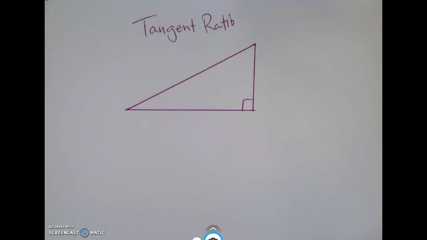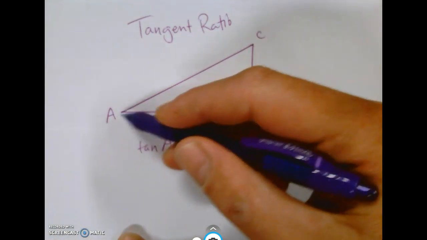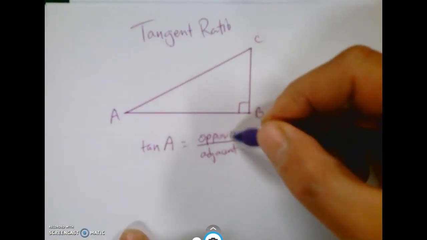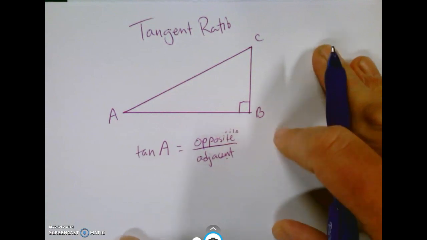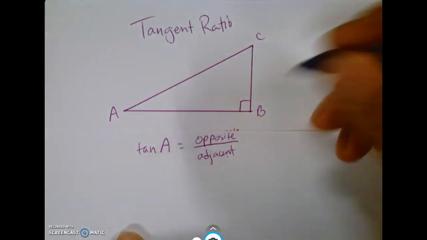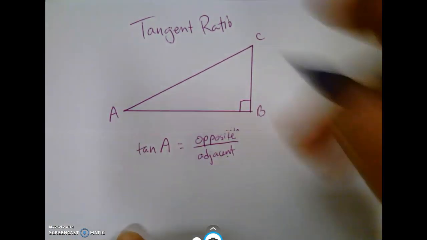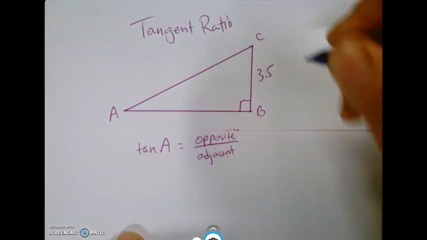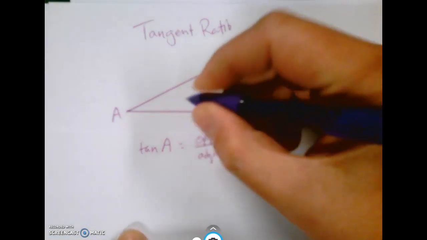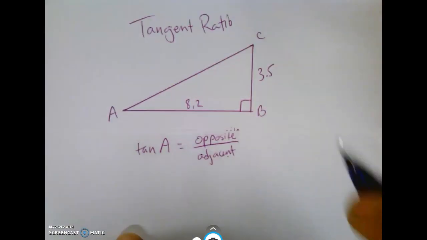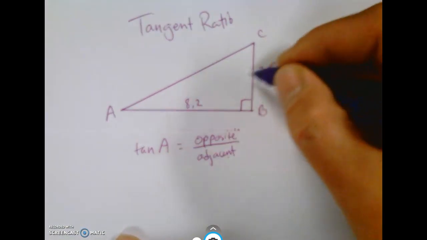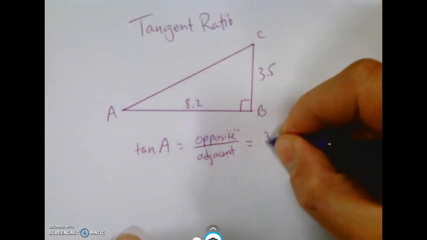In the tangent ratio, it deals with sides of the triangle. Let's write that out. The tangent of the angle A is equal to the opposite over the adjacent. What does that mean? It means if we measure this with a ruler, and I'm just going to make it up, let's say it's 3.5 inches, and let's say this was 8.2 inches. The tangent of A would be 3.5 over 8.2.